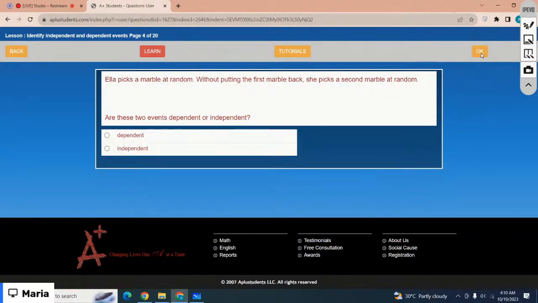Okay, Ella picks a marble at random. Without putting the marble back, she picks a second marble at random. So that is the dependent event, because for the first time, for example, she has 5 options to select a marble. She didn't put the marble back. So for the second time, she has 4 options to select a marble. So the outcome of the first event affects the outcome of the second event. So that means that is the dependent events, right?